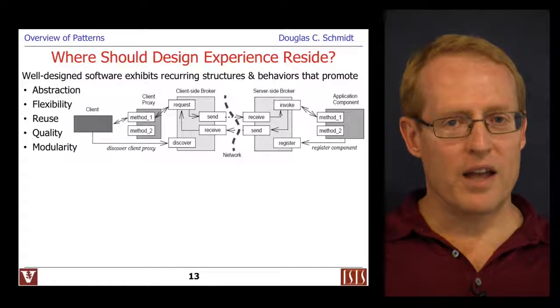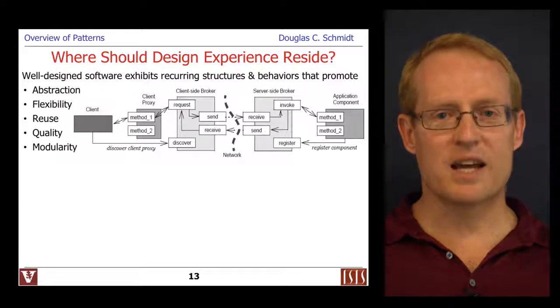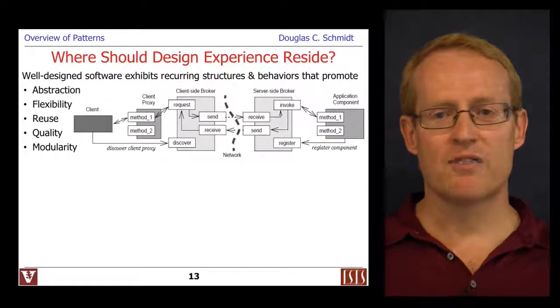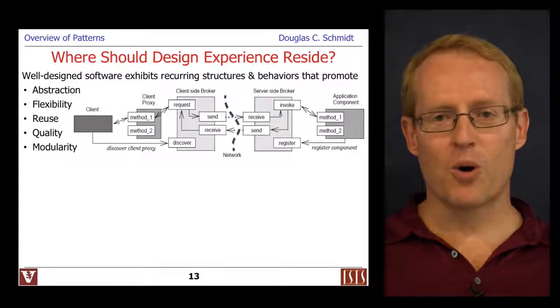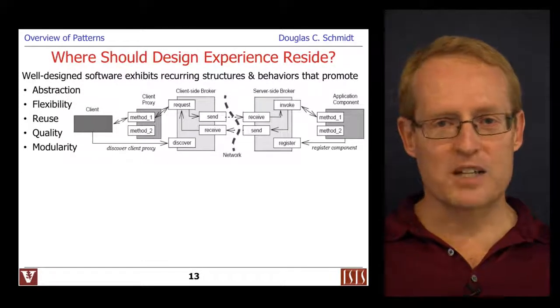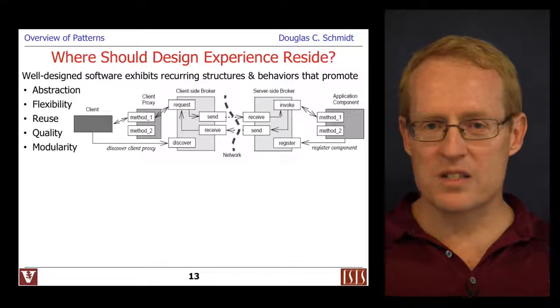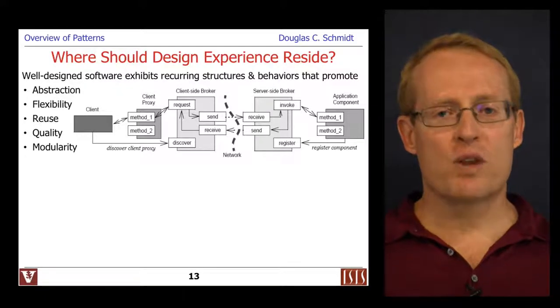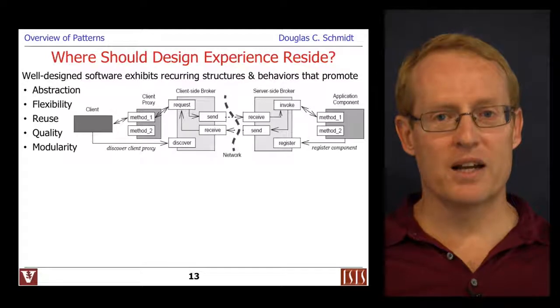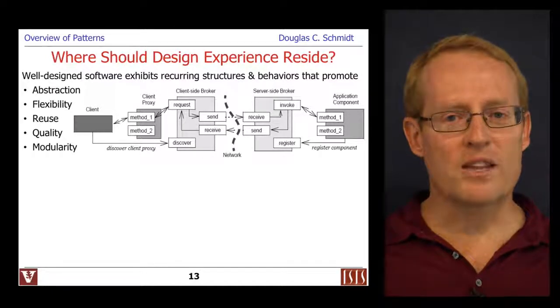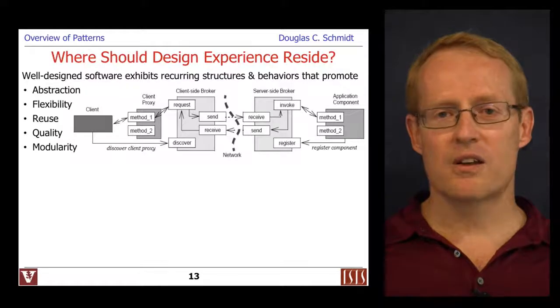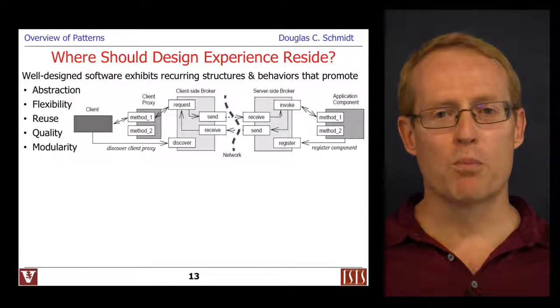Abstraction allows us to emphasize what's important and de-emphasize the unimportant at a particular level of detail. Flexibility allows us to take something we've developed before and apply it in more flexible ways, in ways that we didn't necessarily anticipate originally. Reuse allows us to take things we've developed and apply them in new contexts where they weren't initially designed. Quality, of course, helps you to remove bugs, fix vulnerabilities, make your code more bulletproof.